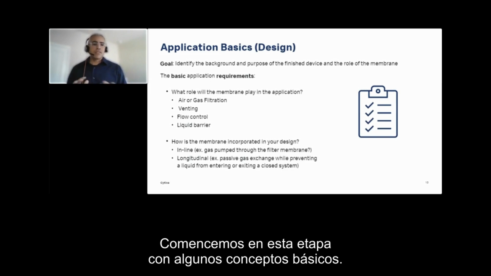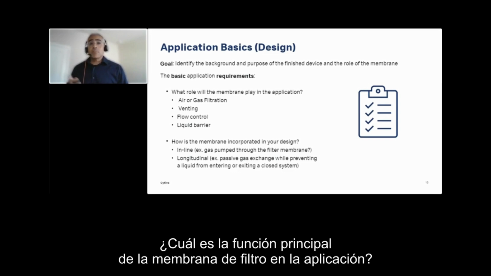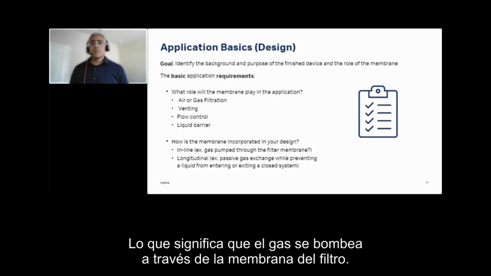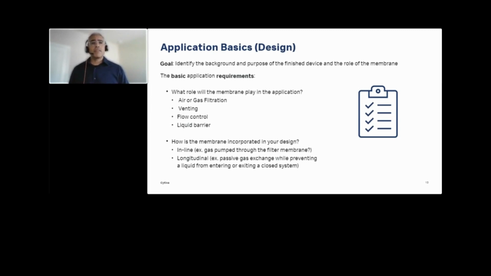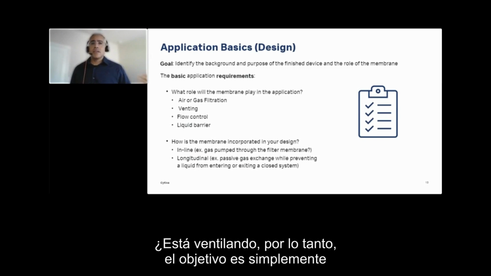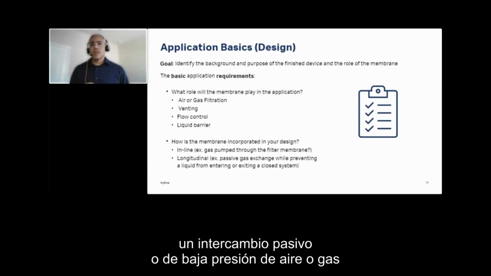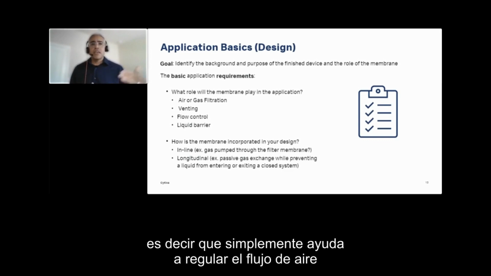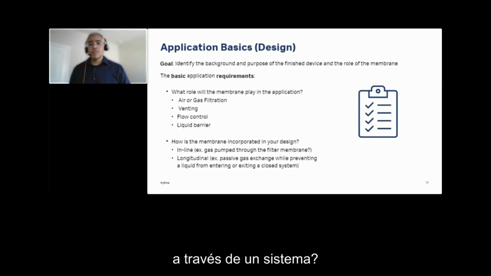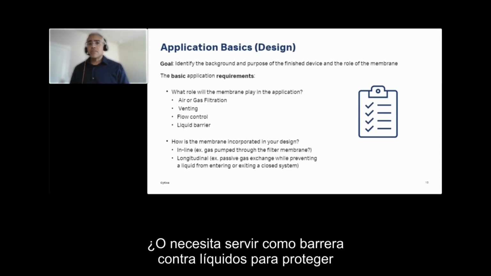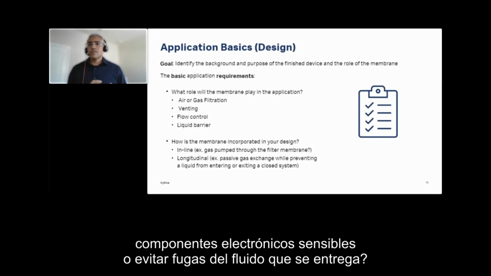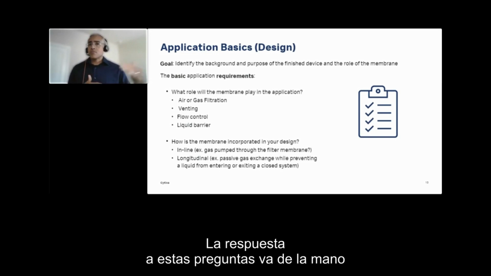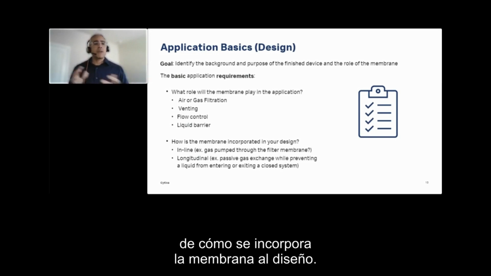So at this stage, let's just start with some basics. What is the primary role of the filter membrane in the application? Is it air or gas filtration, meaning that the gas is being pumped through the filter membrane? Is it venting, so aiming for just a passive or low pressure exchange of air or gas through the filter membrane? Is it flow control, meaning that it just aids in regulating the flow of air through a system? Or does it need to serve as a liquid barrier to protect sensitive electronic components or avoid a leak of a fluid being delivered?